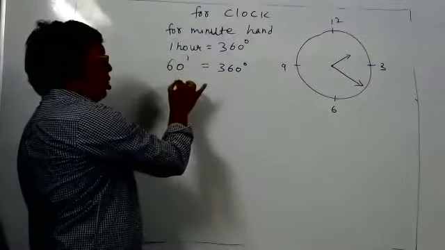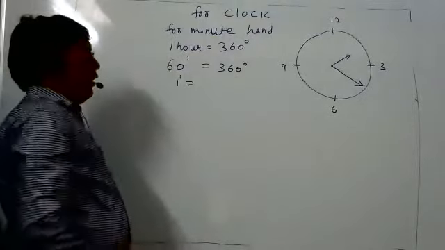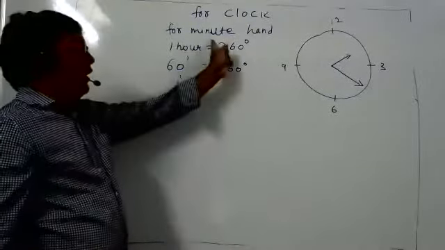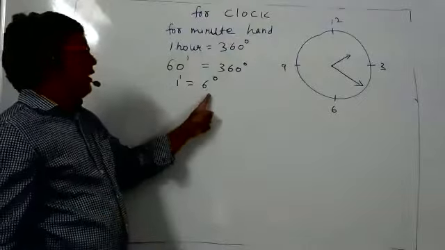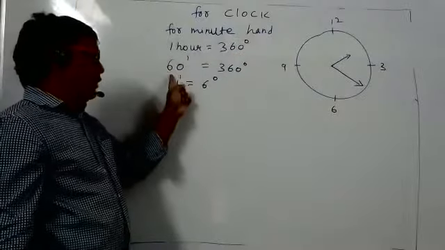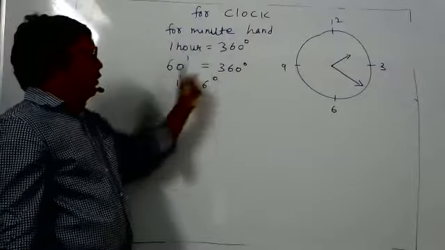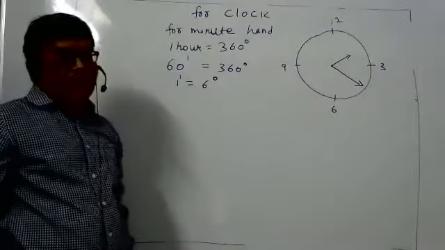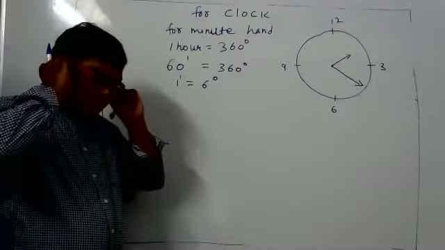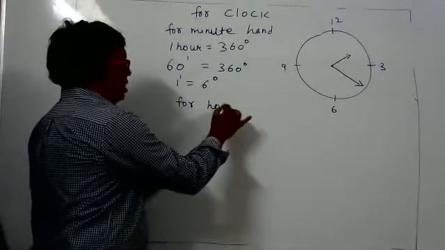So in 1 minute, how many degrees will it move? 6 degrees. The minute hand in 1 minute will cover 6 degrees. The minute hand in 1 hour will cover 360 degrees. The minute hand in 60 minutes will cover 360 degrees. By the unitary method, the minute hand in 1 minute will cover 6 degrees. All of you agree, or is there any doubt? No, sir, no doubt.